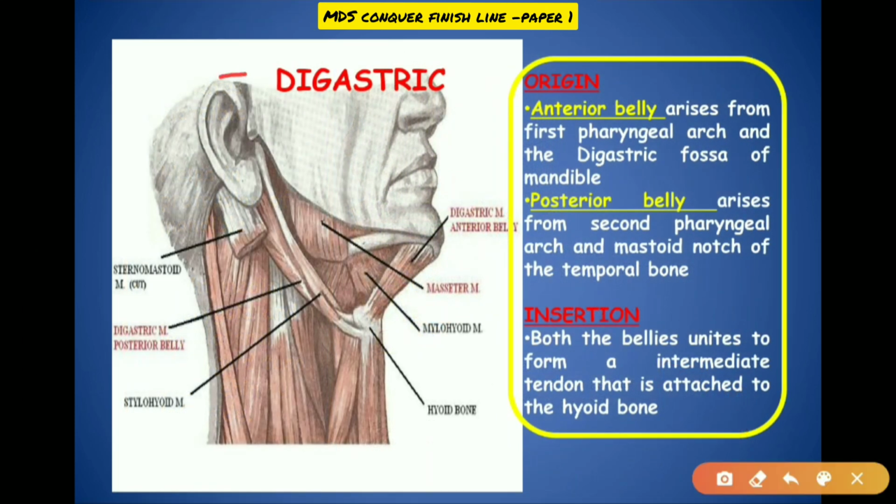Then coming to the digastric muscle, it has two bellies, the anterior belly and the posterior belly. This anterior belly will arise from the first pharyngeal arch. You can see here, digastric. Whereas the posterior belly will arise from the second pharyngeal arch and the mastoid notch of the temporal bone. So this is the posterior belly of the digastric muscle. Then coming to the insertion, both the bellies unite at the intermediate tendon, and it is attached to the hyoid bone. So this is the hyoid bone. Both the bellies come and insert into the hyoid bone.